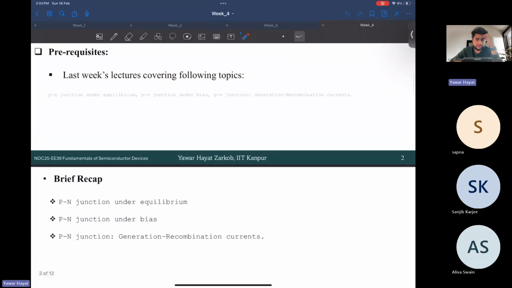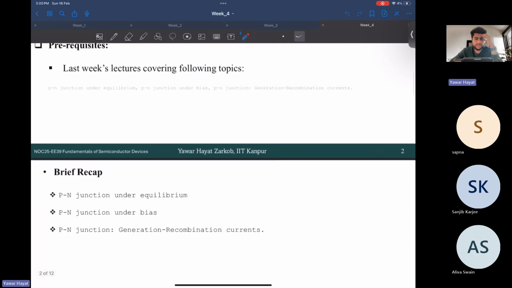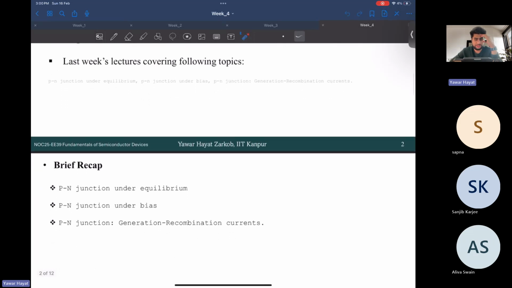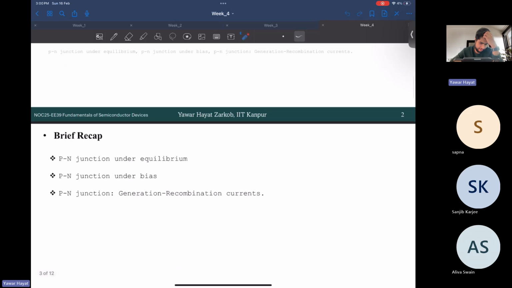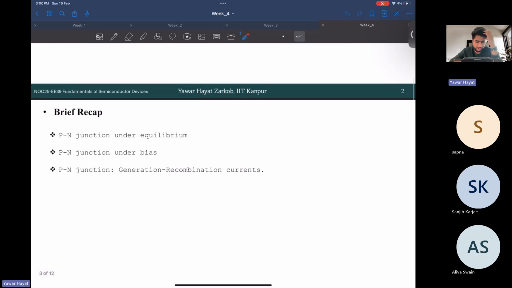The prerequisites for this session include last week's lectures, which cover the following content: the PN junction under equilibrium, PN junction under bias, and PN junction generation recombination currents.